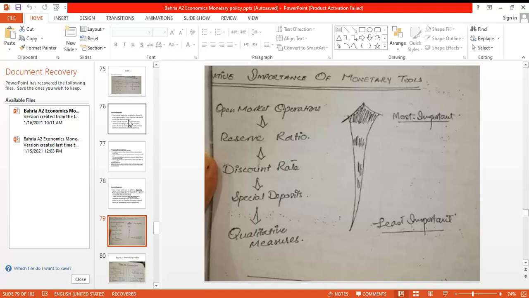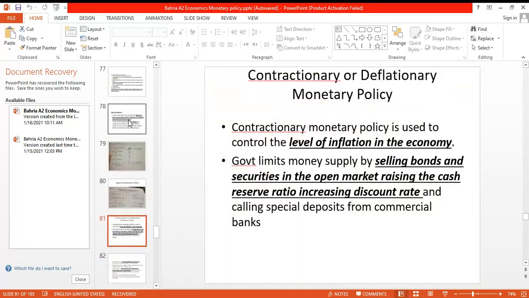Special deposits, what is it going to do? It's going to ask the banks to withdraw money from the special deposits. What will it do to the qualitative measures? The government is going to permit the banks to lend money to people for consumption purposes. That is going to increase the money supply in the system, create more activity, create more employment, create more income, and incidentally create more inflation as well. Okay, so please do keep in mind. And if the objective is contractionary, to contract the economy, then the reverse is going to happen.